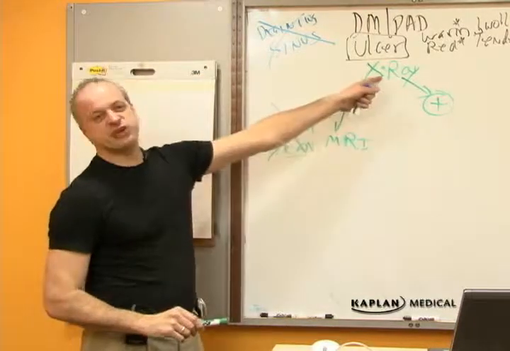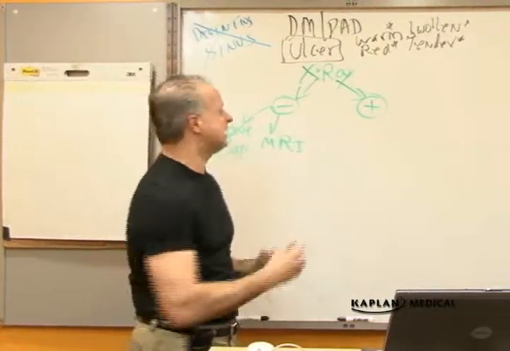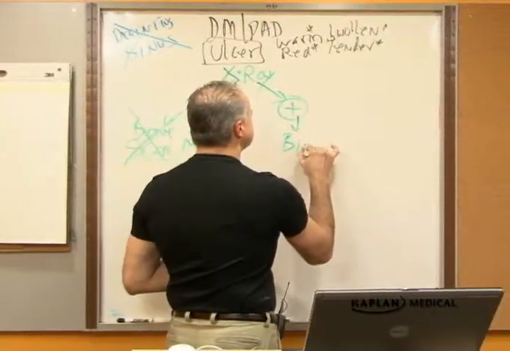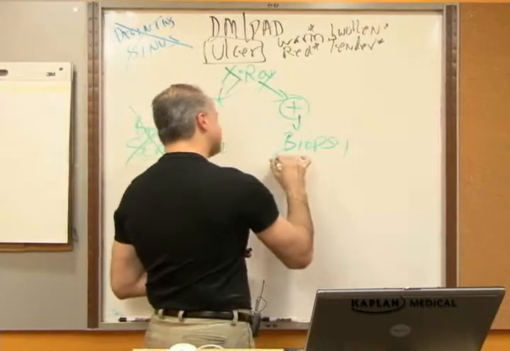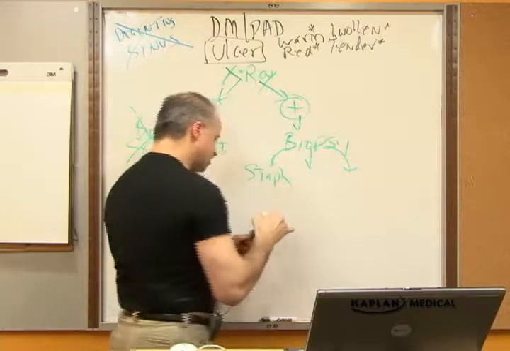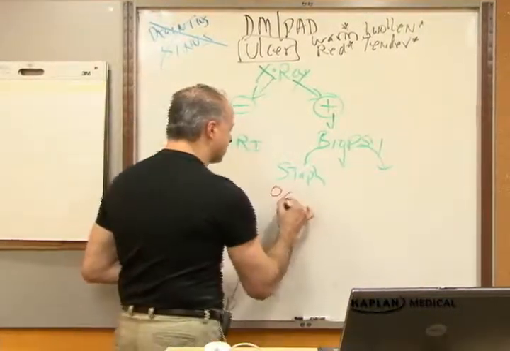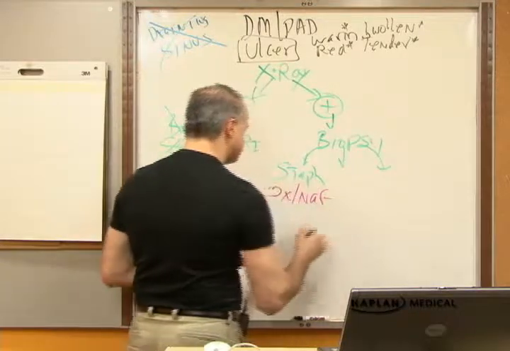MRI: X-ray first, X-ray negative, get an MRI. X-ray first, if the X-ray is positive, get a biopsy. You need to have that biopsy because if it is a sensitive Staph aureus, guess what the treatment is? Oxacillin, cloxacillin, dicloxacillin.